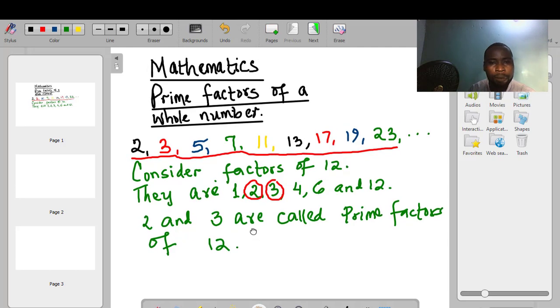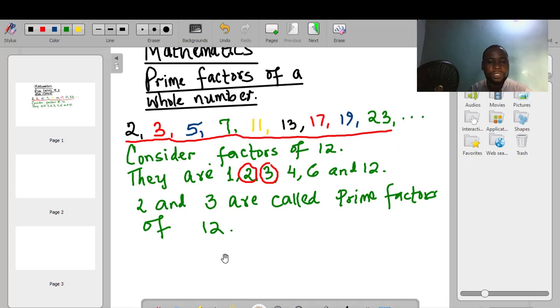So we're going to be talking about prime factors. When we talk about prime factors of a whole number, we are referring to those factors of that number which are themselves prime numbers. We call them prime factors of a number. I'm going to give more examples so that it becomes clearer.